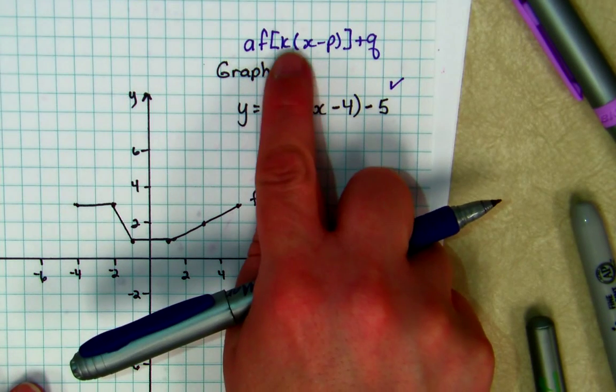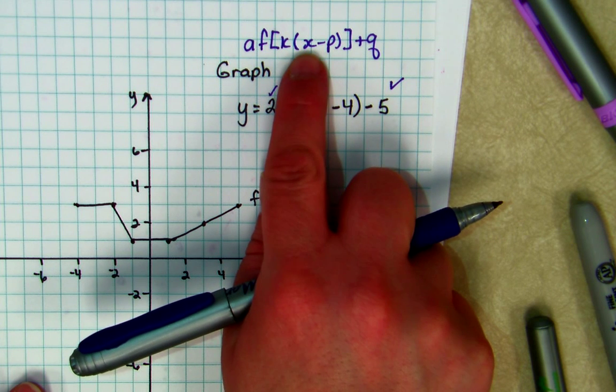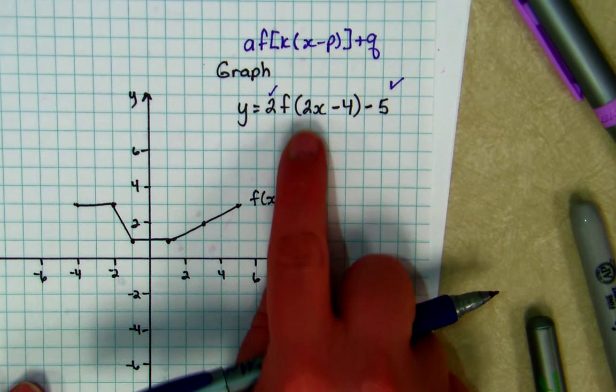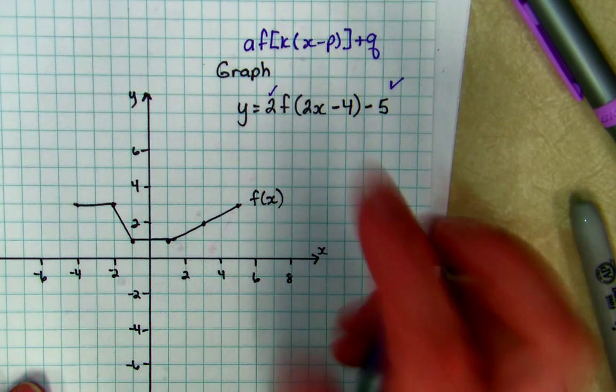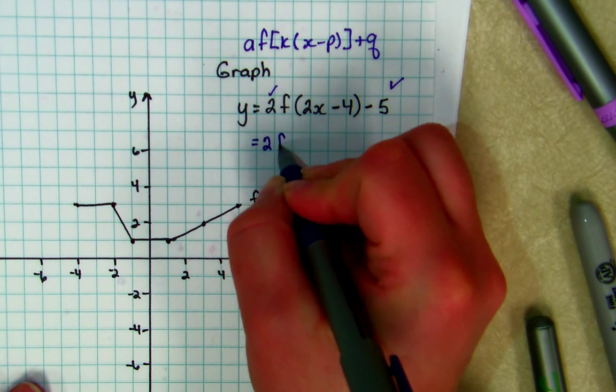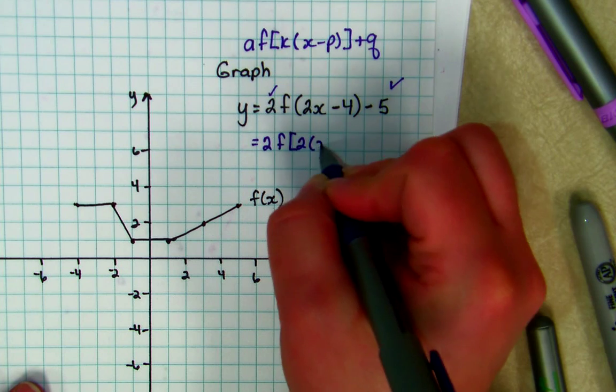Here's where it gets a little bit dicey though. K is not allowed to be right next to the x if there's a number at the end. This 2 is touching the x. I have to make it look like that. So I'm actually going to factor the 2 out.